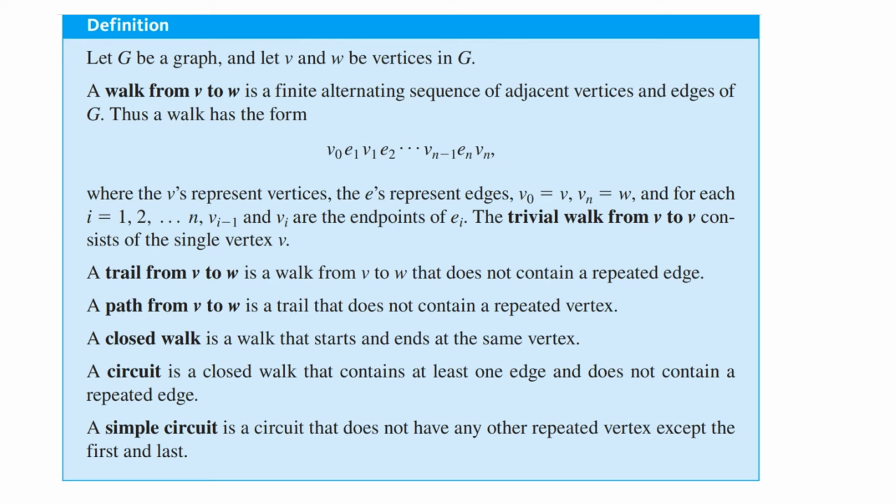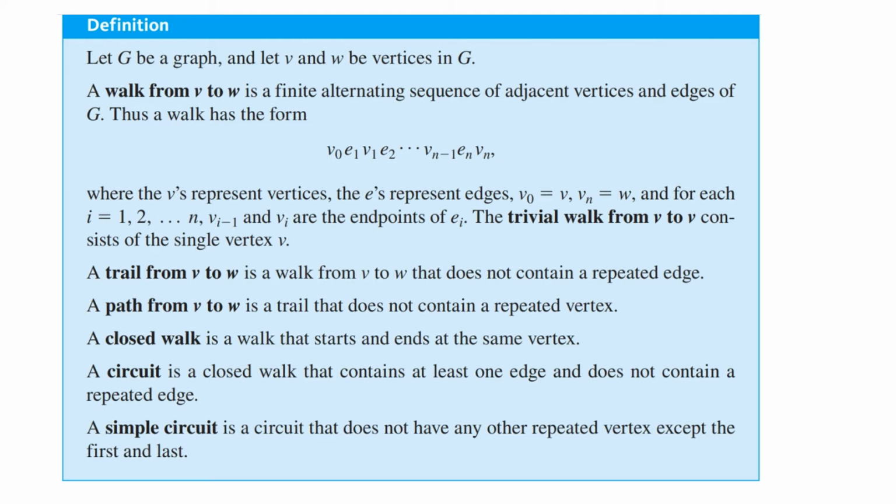Let G be a graph and let V and W be vertices in G. A walk from V to W is a finite alternating sequence of adjacent vertices and edges of G. Thus a walk has the form of vertices and edges layered together, where the V's represent vertices, the E's are edges, and each of the vertices are endpoints of an edge. The trivial walk from V to V is a single vertex.